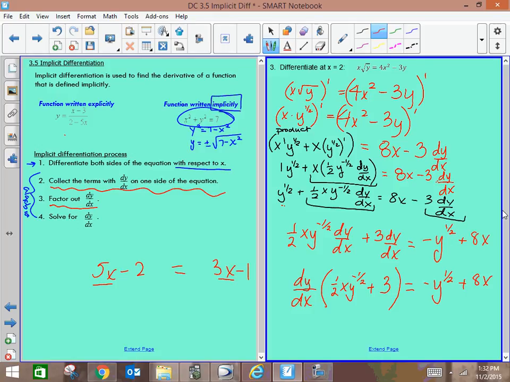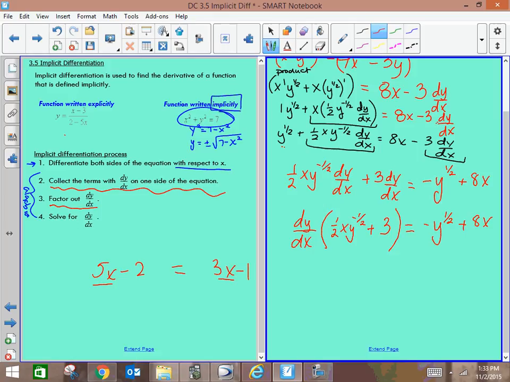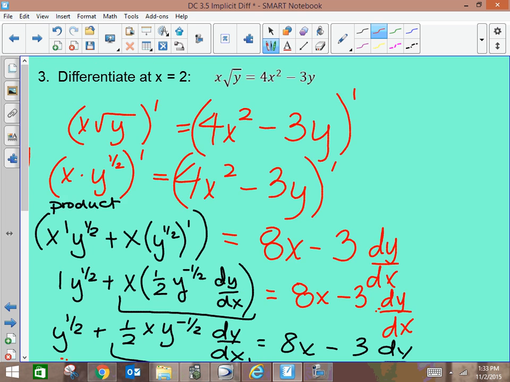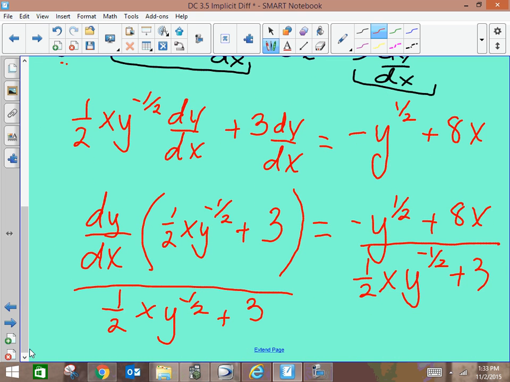Okay, so now I have it factored, and what do I do once it's factored to solve for dy dx? Divide by 1/2 x y to the negative 1/2 plus 3. We got some complex going on here, so we'll have to take care of that. I'm going to go back to a single page here. Negative 1/2.